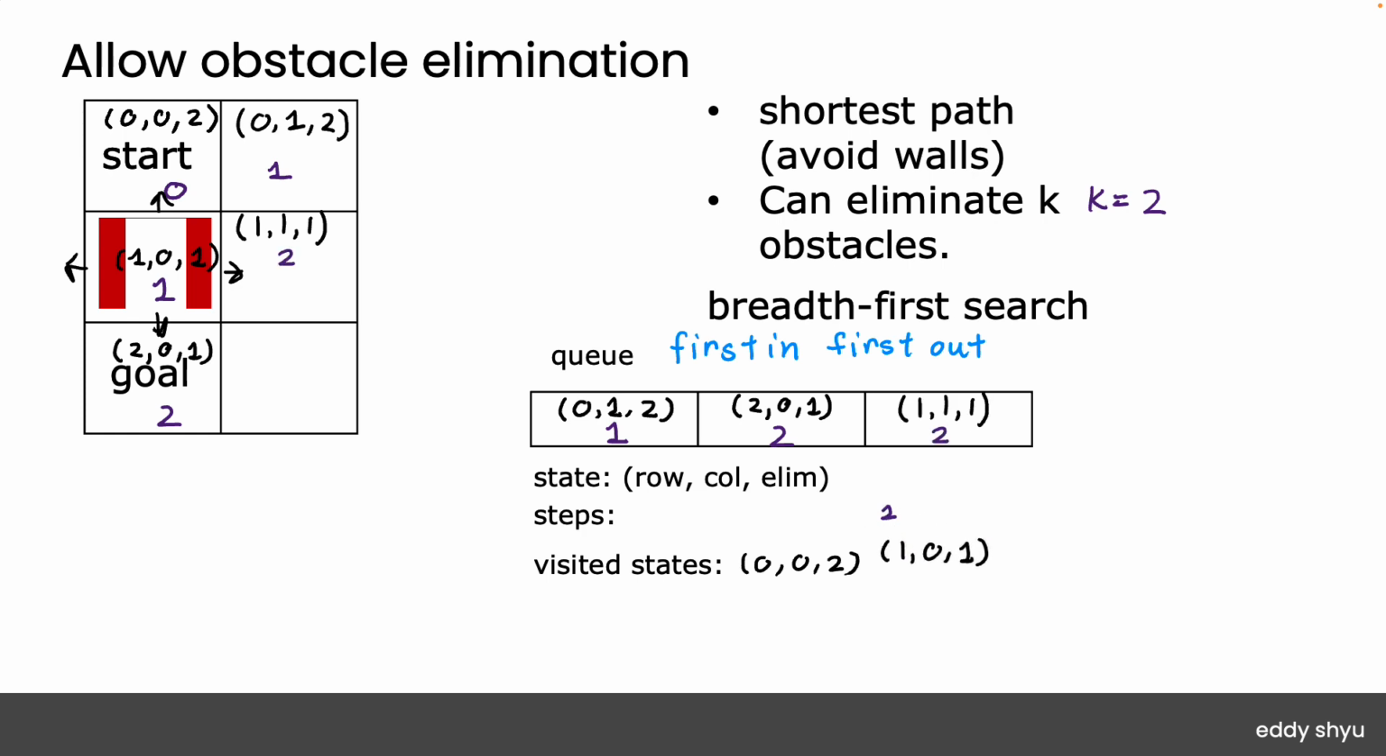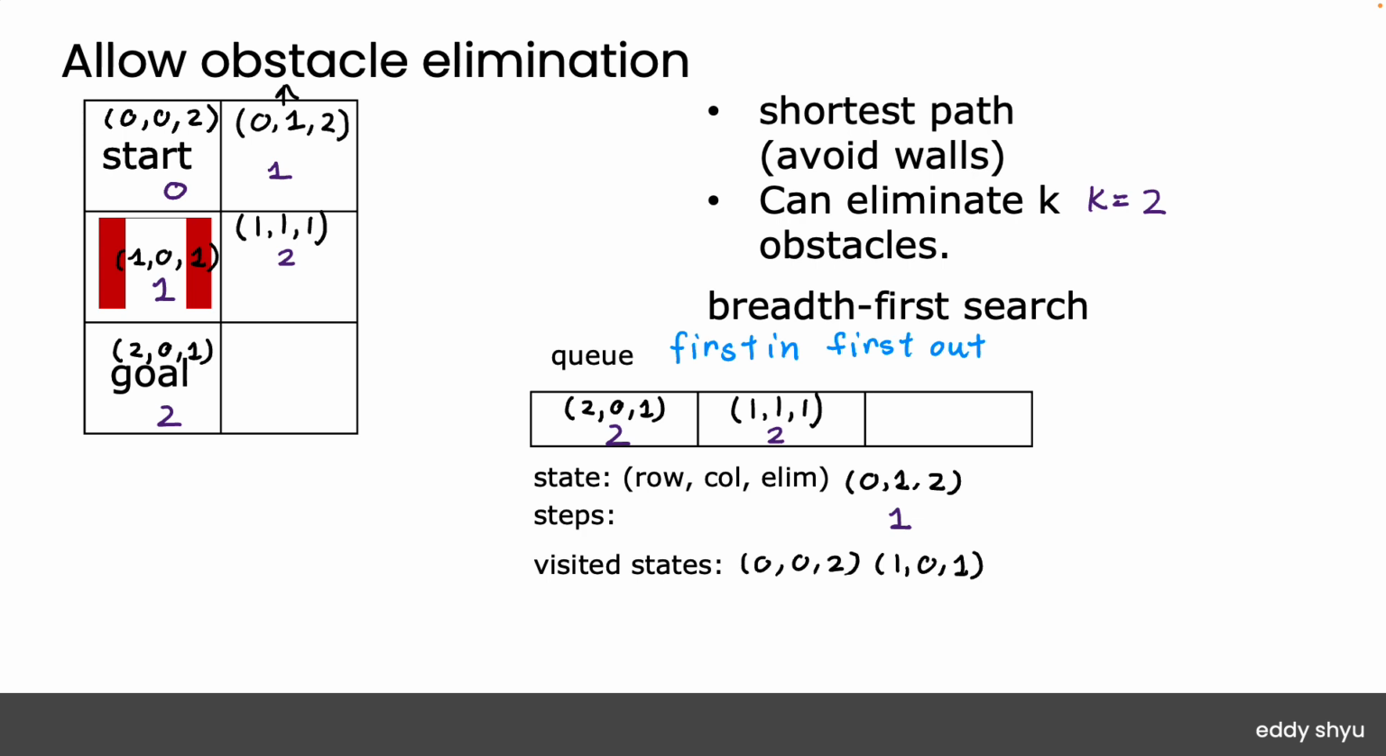Alright, so now we're done with that. We're going to store that state in the visited states and get rid of the steps, and then pop off the front of the queue again, and then also shift all the other items forward in the queue.